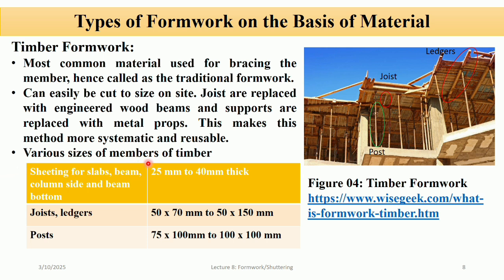So various sizes of the members of timbers are given in the table. Sheeting for slabs, beams, column sides, and beam bottom should be of this size, 25 to 40 thick, and joists and ledgers are of this size, and posts are of this size.